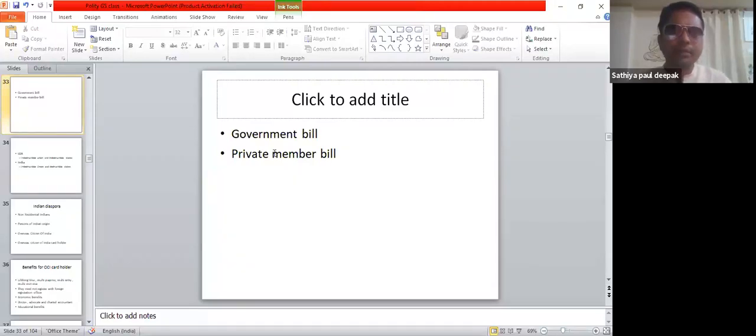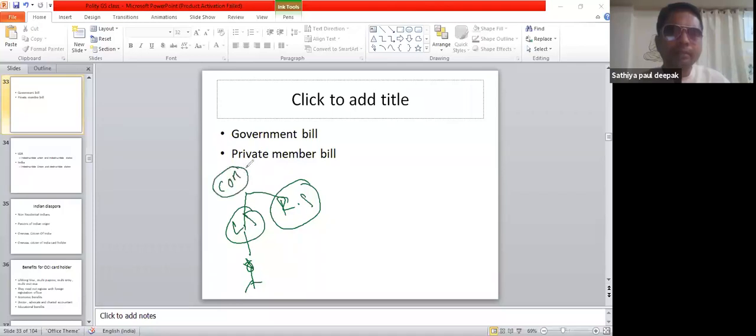I'll put a diagram here so that you can easily understand. People of India elect members to Lok Sabha and Rajya Sabha. You know that in Lok Sabha and Rajya Sabha we have MPs. These MPs elect a government: the Prime Minister and Council of Ministers. COM means Council of Ministers. Those people who are part of this Council of Ministers are called ministers or government. If they are initiating a bill, it is called a government bill.